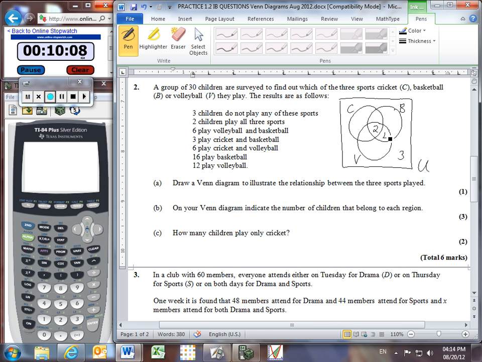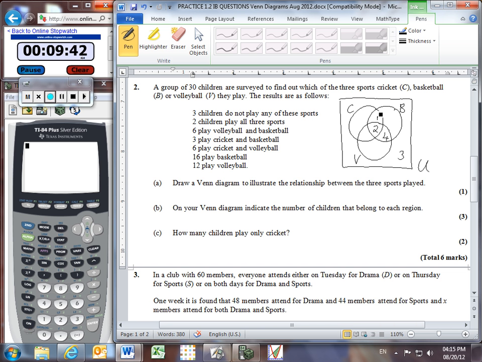That must leave another 4 outside in order to make a total of 6. 3 play cricket and basketball, so the same line of reasoning. The cricket and basketball overlapping region, the people who belong to both sets, has got a 2 in it already who happen to also play volleyball. That must leave only one of the 3 who does not play volleyball.